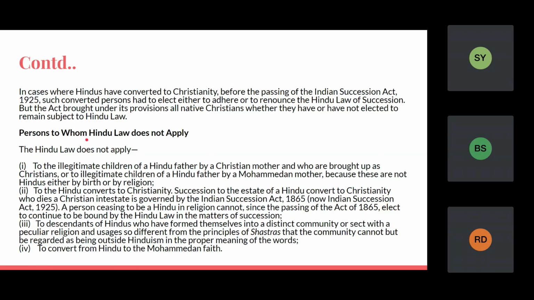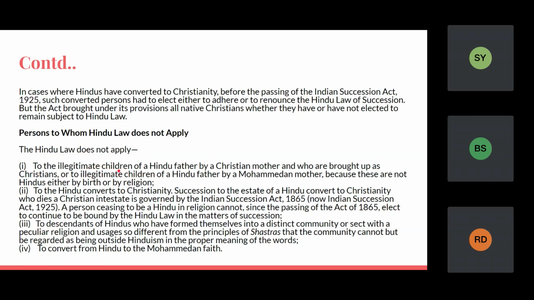Okay. Now, what is the situation of the persons to whom Hindu law does not apply? The Hindu law does not apply to the illegitimate children of a Hindu father by a Christian mother who are brought up as Christians. Okay, these are technical points. So you are supposed to think for a minute so as to know the situation, and then only you can understand it very well.